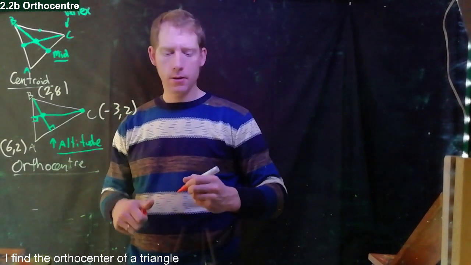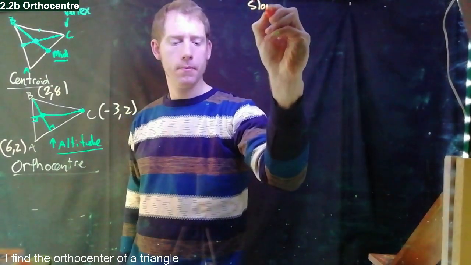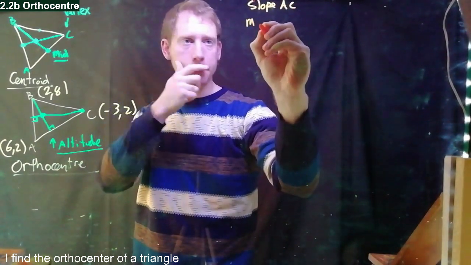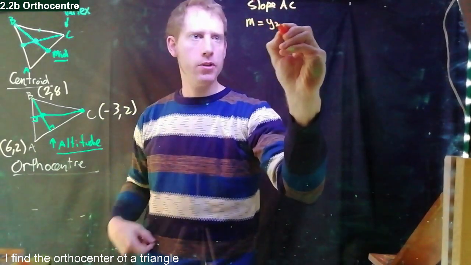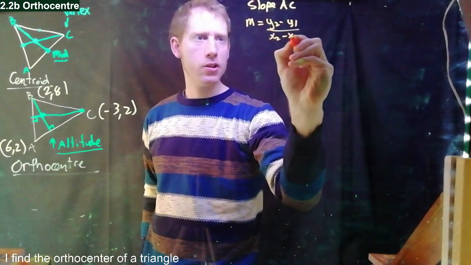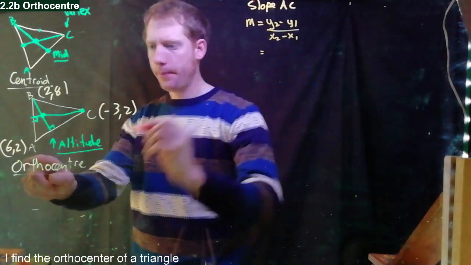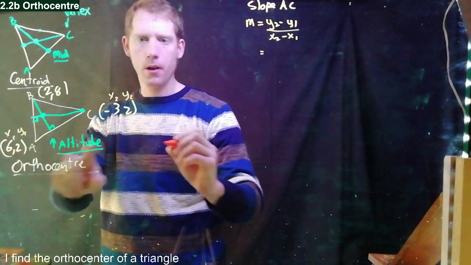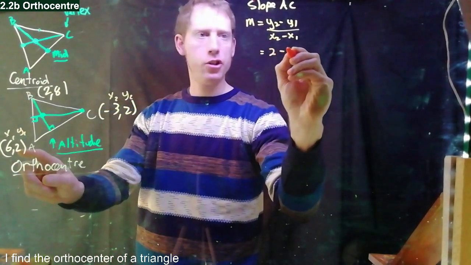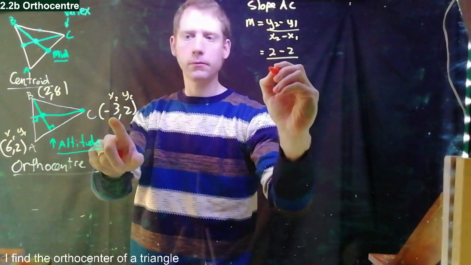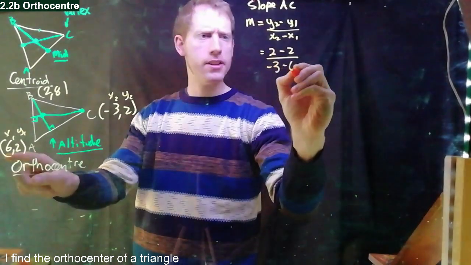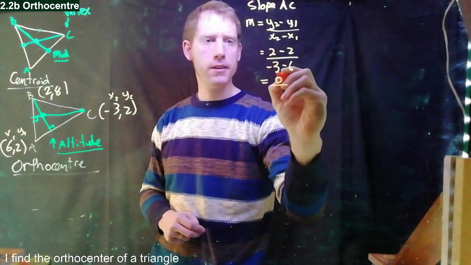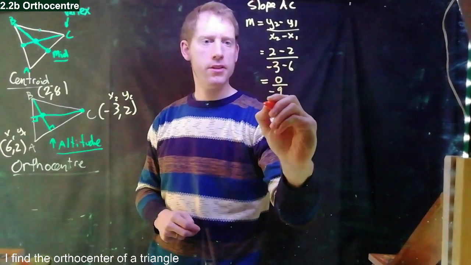First, find the slope of AC. The slope of AC is y2 minus y1 over x2 minus x1. Nick, can you put this in? So we have our x1, y1, x2, y2. So we're going to have 2 minus 2 divided by negative 3 minus 6. What do I get there, Nick? Anything divided by 0 is... it's equal to 0.